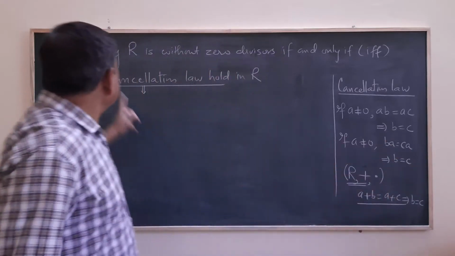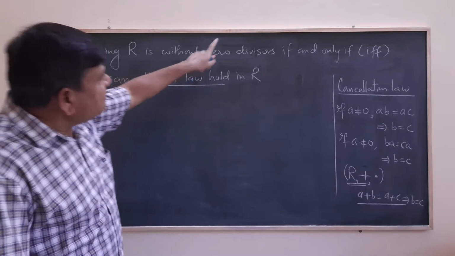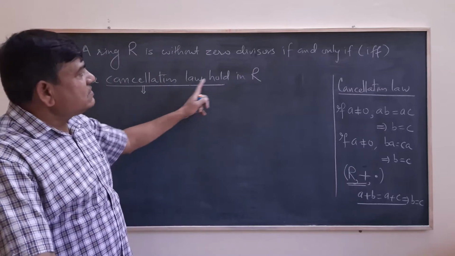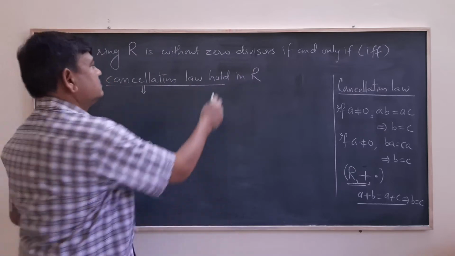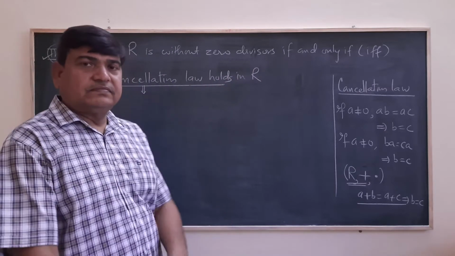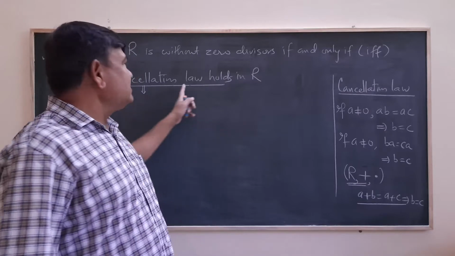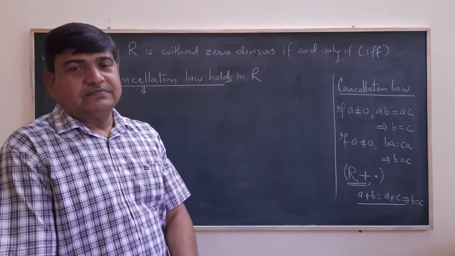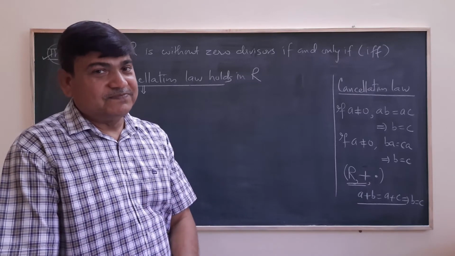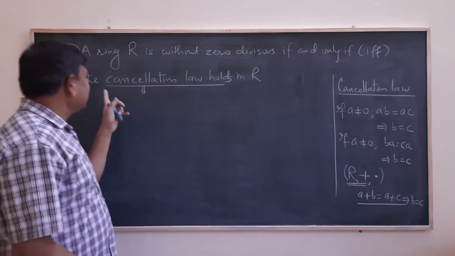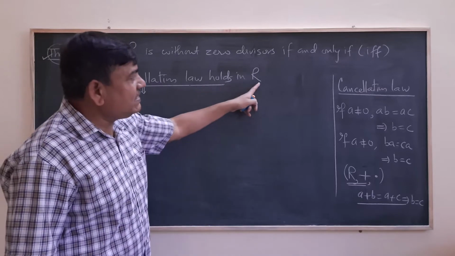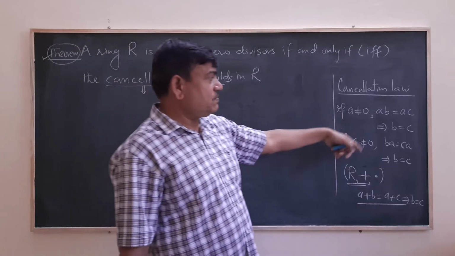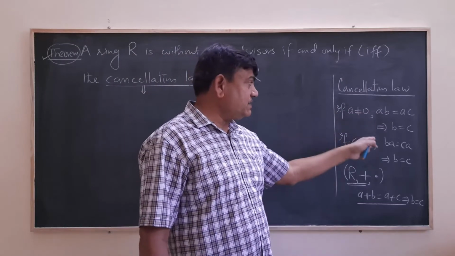थ्योरम ये कह रही है कि रिंग R इज विदाउट जीरो डिवाइजर्स, देन कैंसिलेशन लॉ होल्ड्स. Continue. The cancellation law holds in R. Means we have this type of situation. We have to prove this.